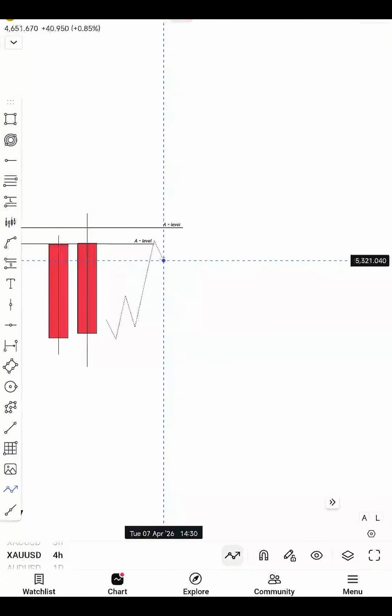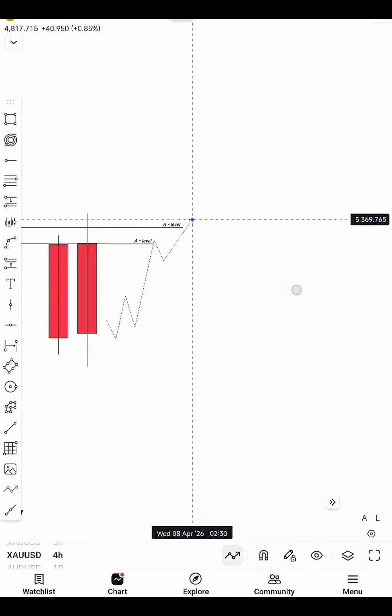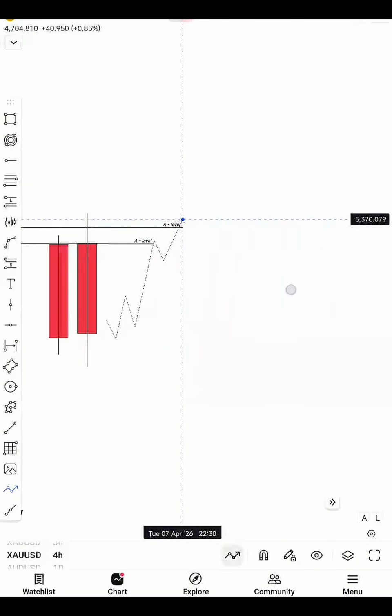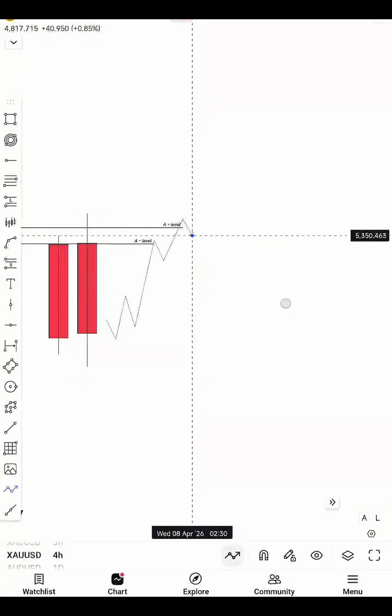Otherwise, if the market is not going to give you the entry model, then you should wait for this key level. If the market is going to tap, and if the market is going to give you all the entry models, then you can play the trade from here. Otherwise you should give up.